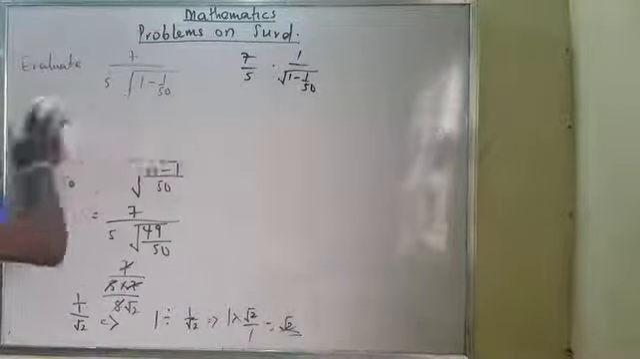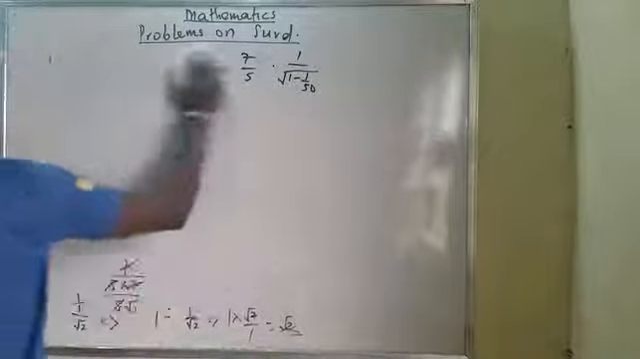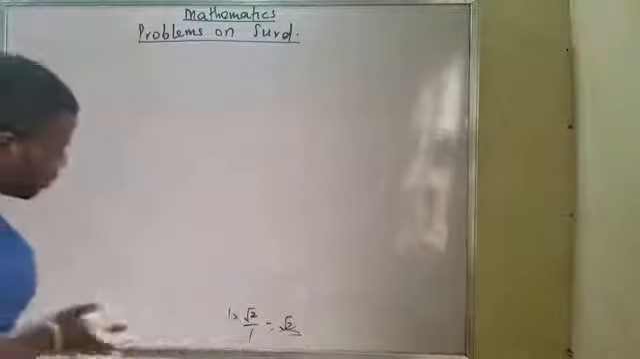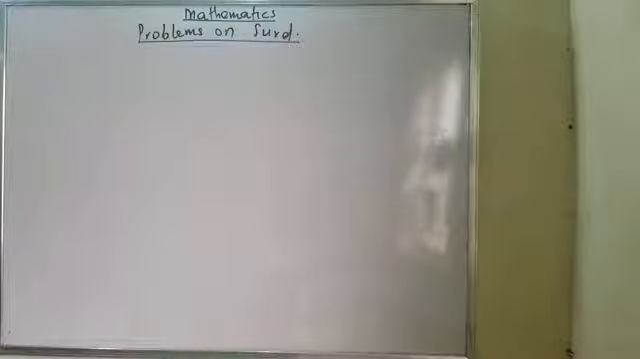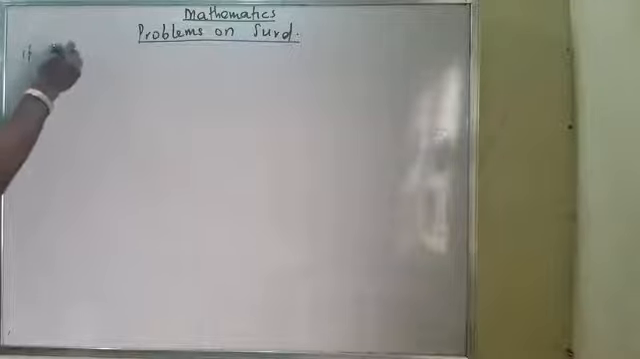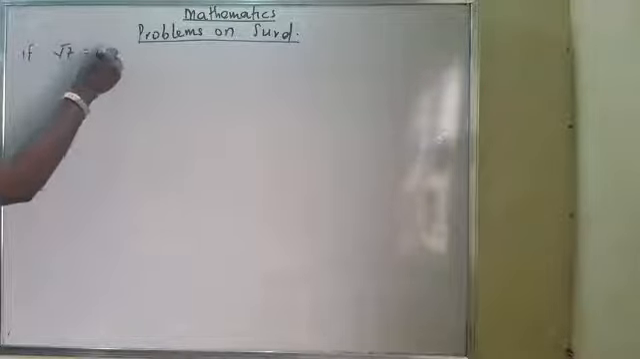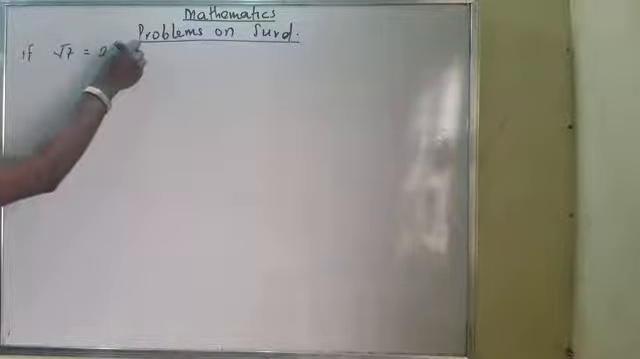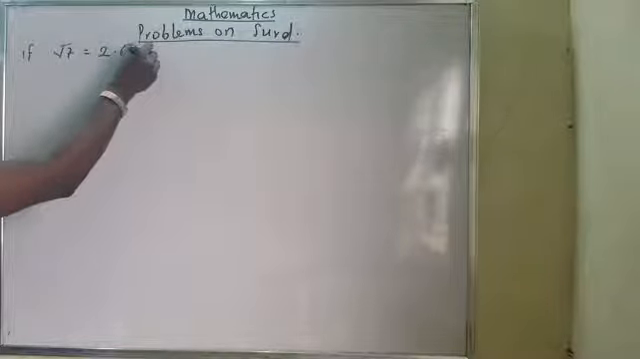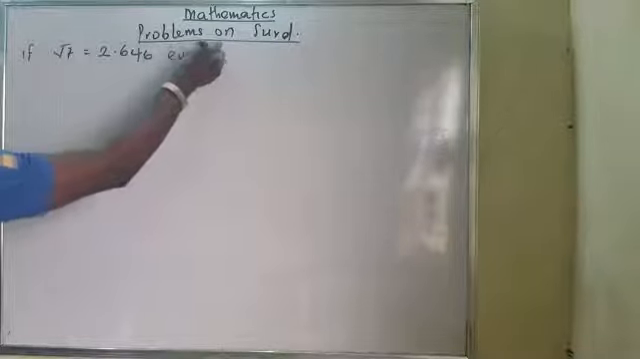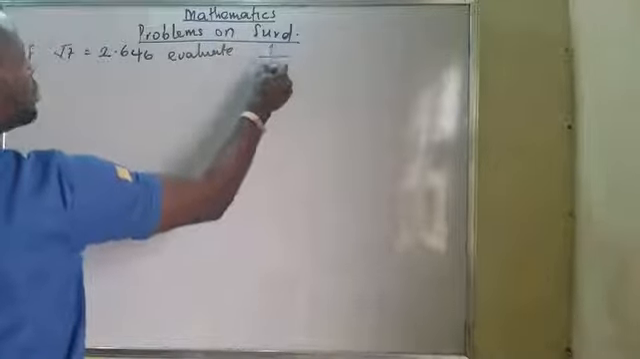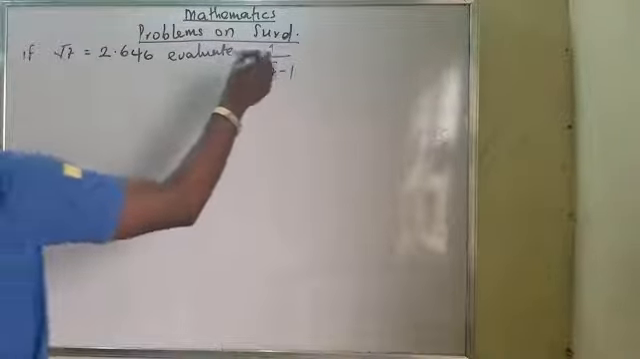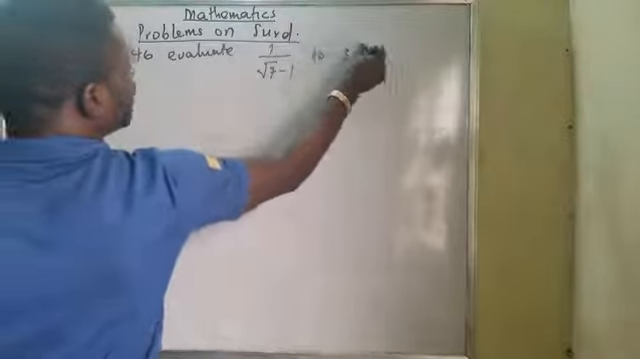Okay, before I end this part, let me show another example that was dropped online. I saw it on Facebook. Somebody said if root of 7 is 2.646, evaluate 1 divided by root of 7 minus 1 to 3 significant figures.